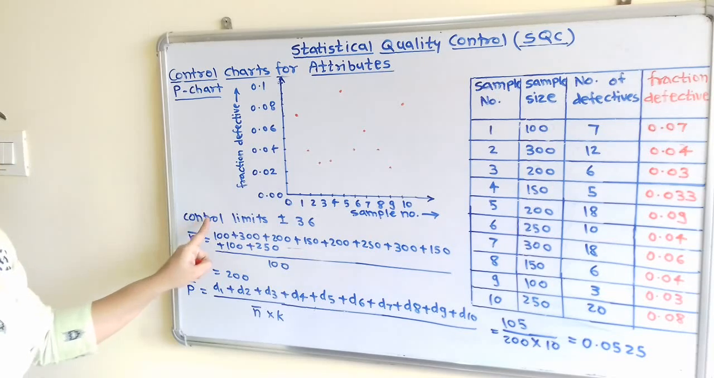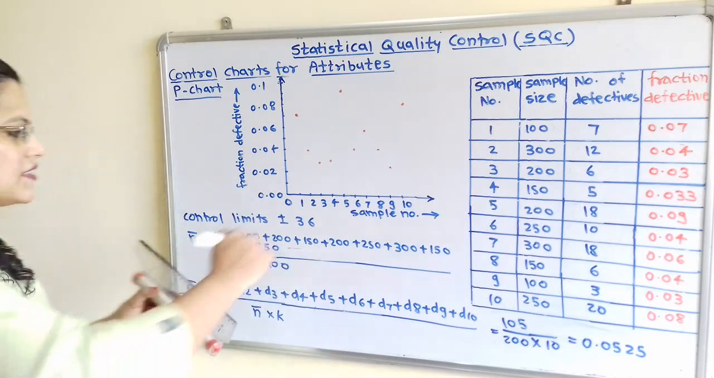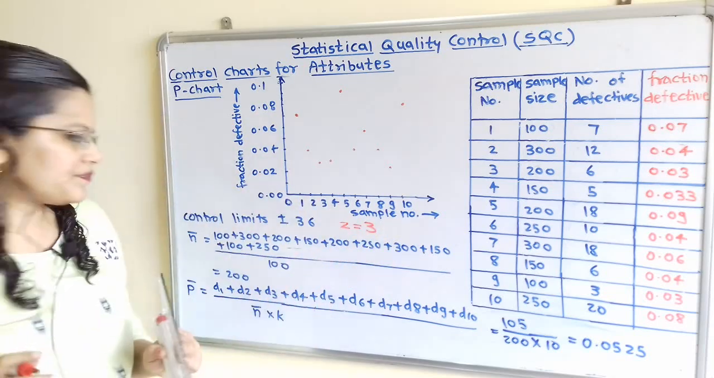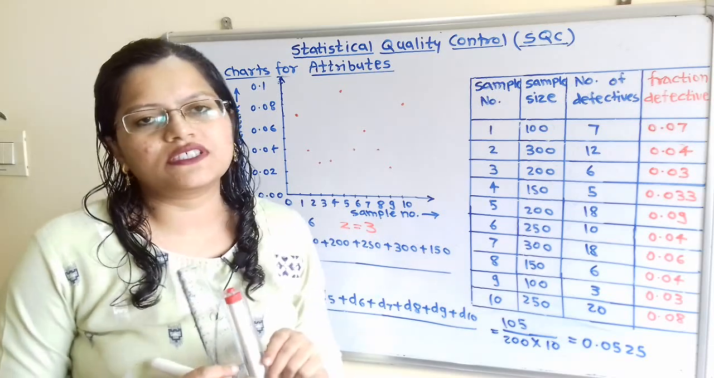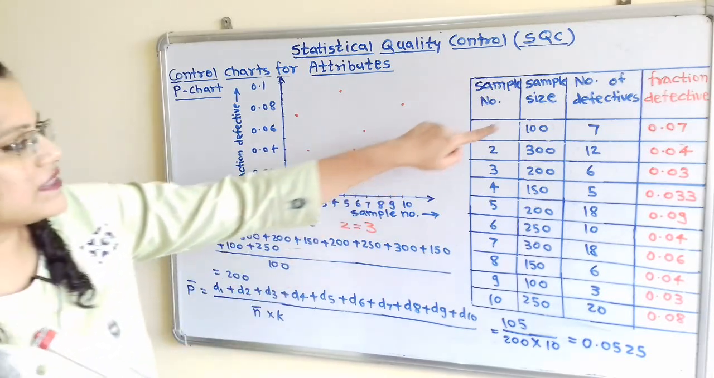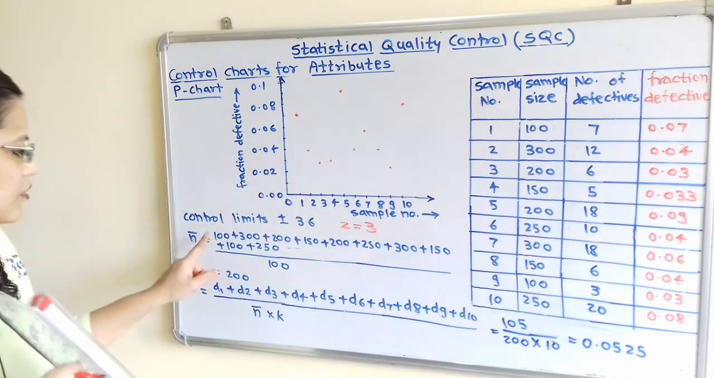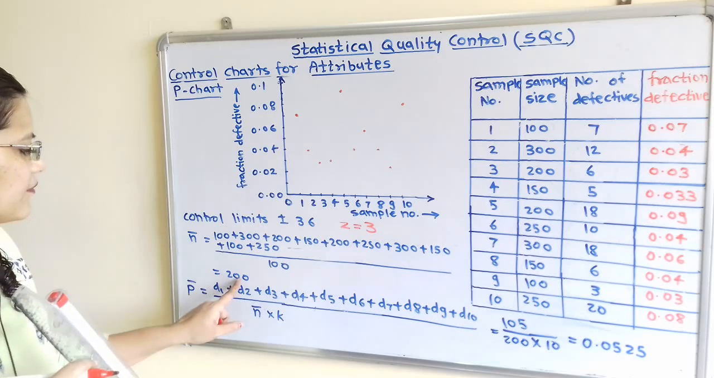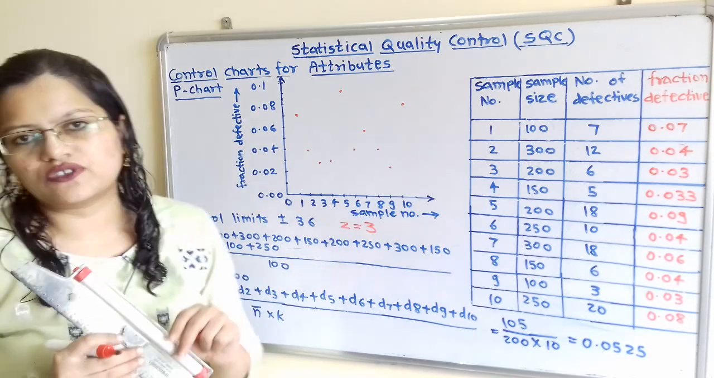Now if we observe, control limits are given, that is plus minus 3 sigma. So we will consider the value of z equal to 3. Now this is the case of different sample size, so we will first calculate the average sample size. It is the addition of all the sample size divided by number of samples, that is 10. When we add all these numbers and divide by 10, n bar is equal to 200. For the next calculation we have to use n bar instead of n.